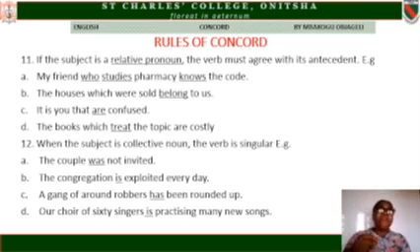And what is the number of my friend? It is singular. So you say, my friend who studies, and not who study, because it is a singular person who studies pharmacy knows the code. It also governs this verb, knows the code. Who knows the code? That my friend. The houses which were sold belong to us. In this case, we have the relative pronoun which, and the antecedent is the houses. And the houses is in the plural.